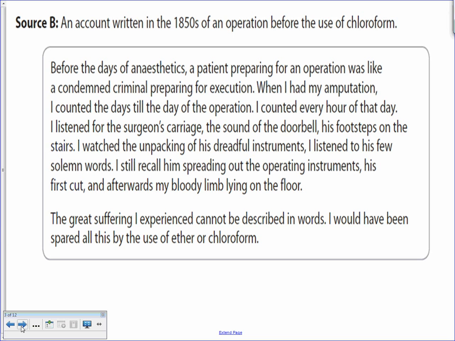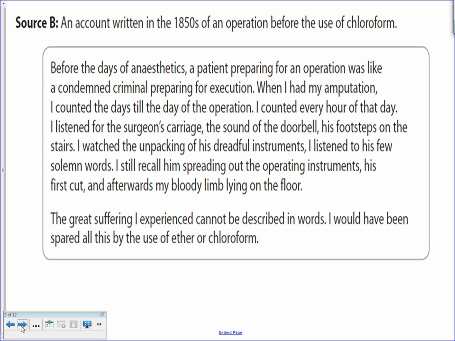I listened to his few solemn words. I can still recall him spreading out the operating instruments, his first cut, and afterwards my bloody limb lying on the floor. The great suffering I experienced cannot be described in words. I would have been spared all this by the use of ether or chloroform.